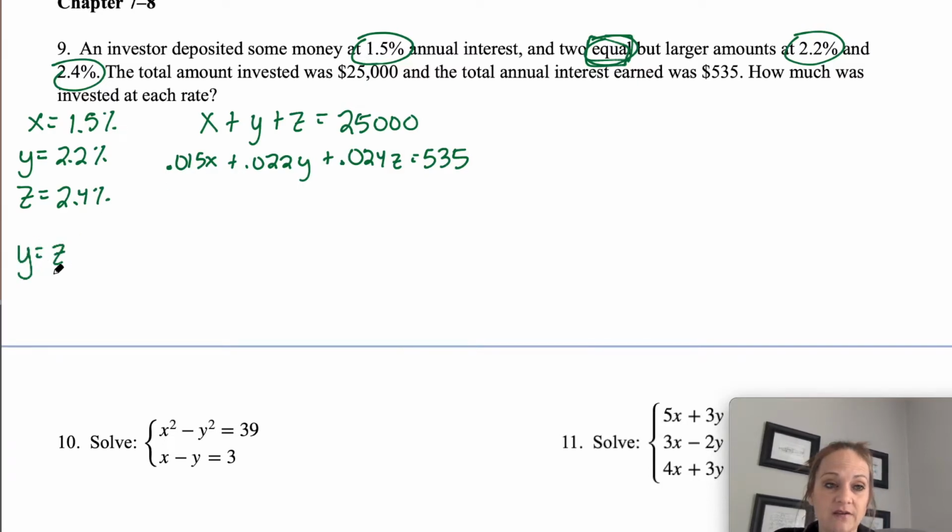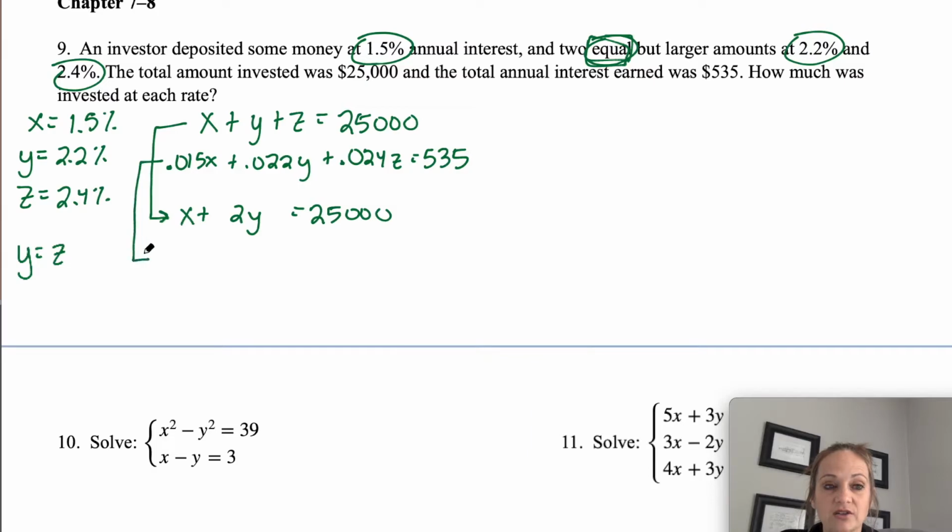But again, off to the side, remember how we said that y equals z? So what I'm going to do is rewrite this equation, and I'm going to replace z with y. So x plus y is going to equal $25,000, and y plus y is 2y. So I'm actually going to rewrite that as 2y.